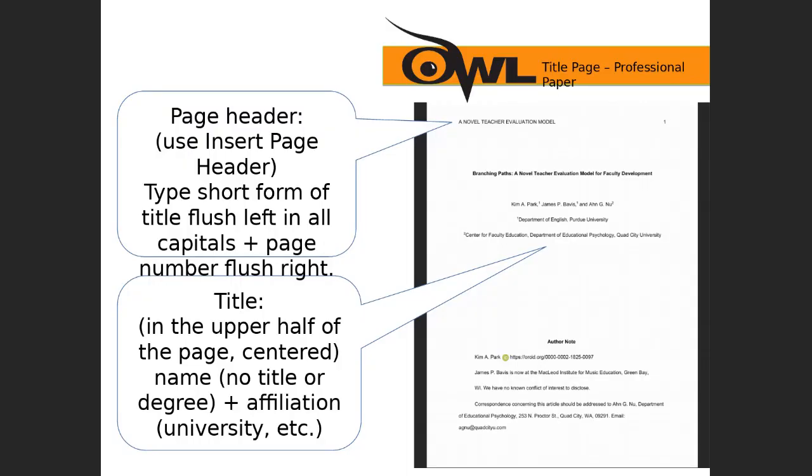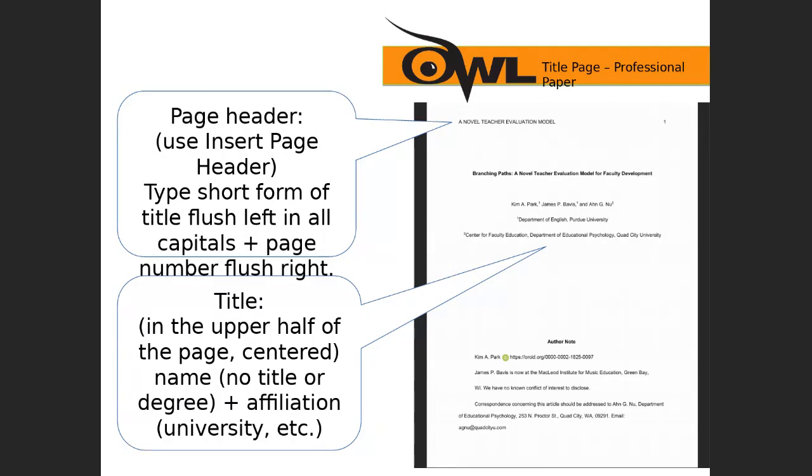This slide provides a visual example for the proper placement of the page header and the full title on the cover page of a professional paper. So you're going to type a shortened form of the paper's title in all capitals in the page header flush left with the page number flush right, and then type the complete title in the upper half of the page bolded and centered. Below the title, you're going to type your name, Misericordia University, since that's the institution you're currently affiliated with, and there's more information that you're going to have on there.